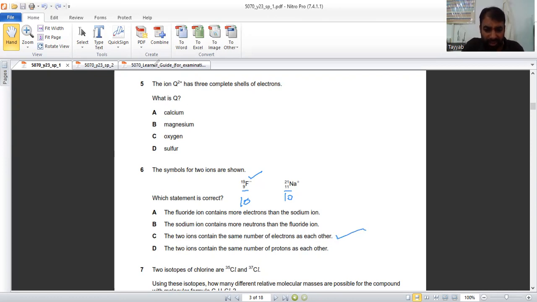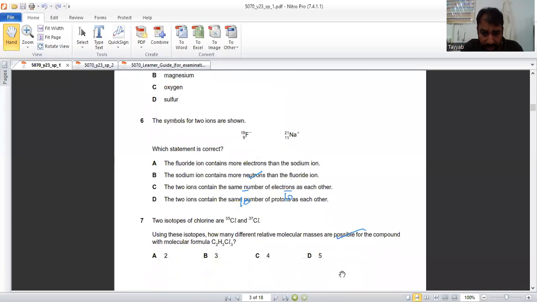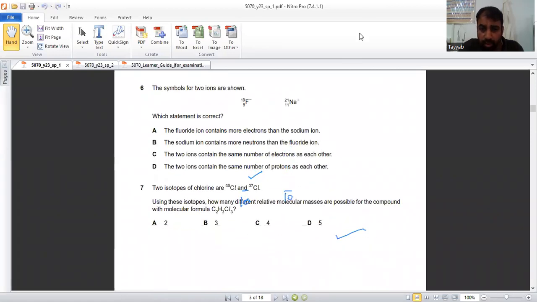Okay. Here I am seeing another example related to isotopes. Very relevant example to our syllabus, our checklist. Two isotopes of chlorine are chlorine 35, chlorine 37. Using these isotopes, how many different relative molecular masses are possible for the compound with the molecular formula C2H3Cl3? Okay, very interesting question. Here, the only changes are because of chlorine.